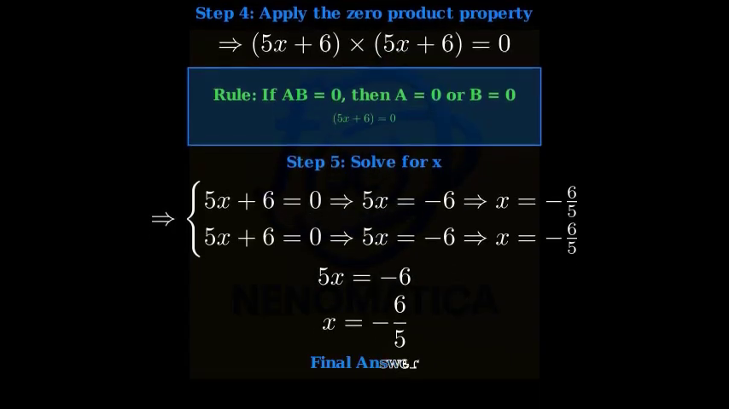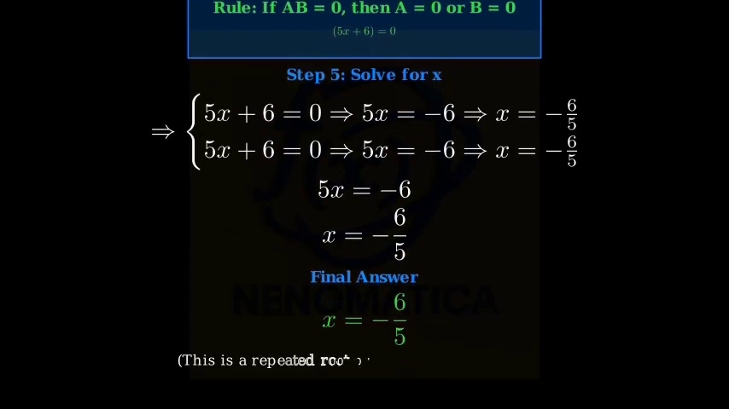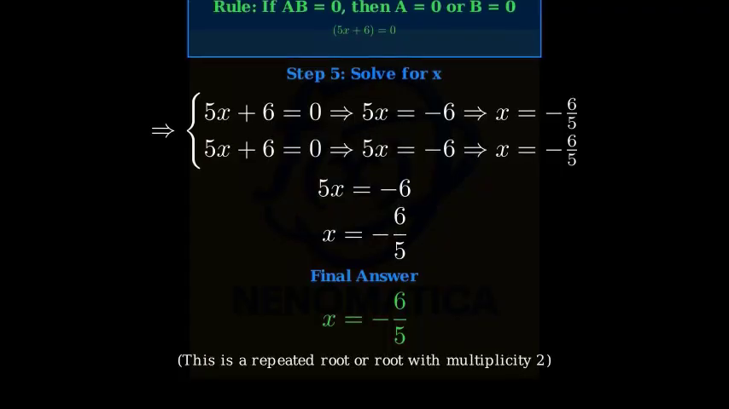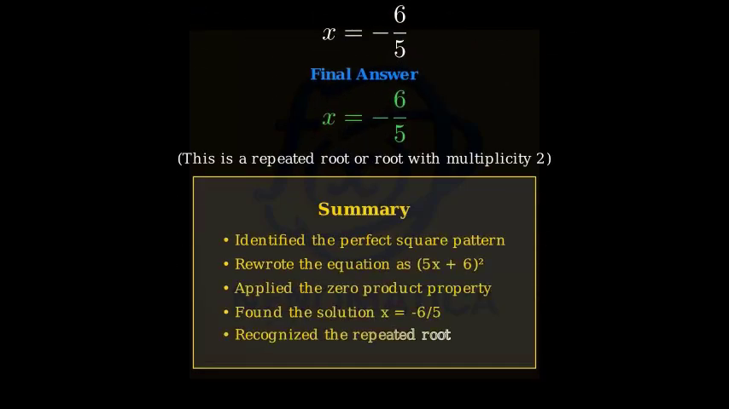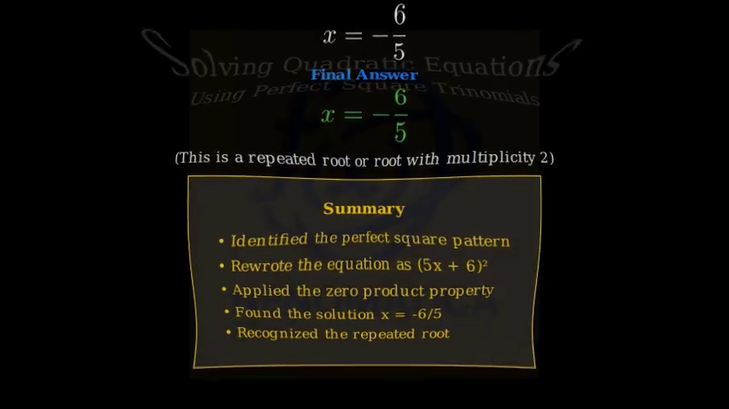Therefore, the equation 25x squared plus 60x plus 36 equals 0 has a single solution, which is x equals negative 6/5. This is a repeated root, meaning it occurs twice in our solution. In summary, we've solved the quadratic equation using the perfect square method. This method works especially well when the quadratic can be written as a perfect square trinomial. We identified the pattern, factored it as a perfect square, and then solved for x to get our final answer.